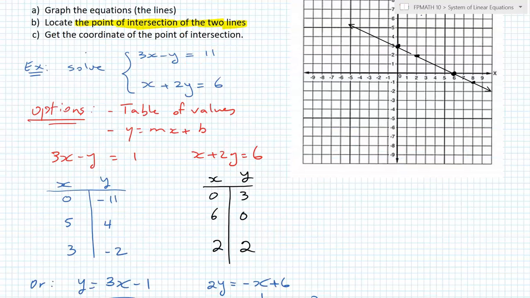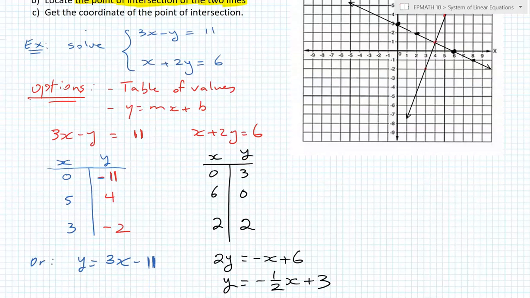I just noticed that I wrote down the first equation incorrectly. There's 11 in there, not 1, and that makes a huge difference. That should say minus 11. So the first equation is y equals 3x minus 11. So go ahead and now graph.